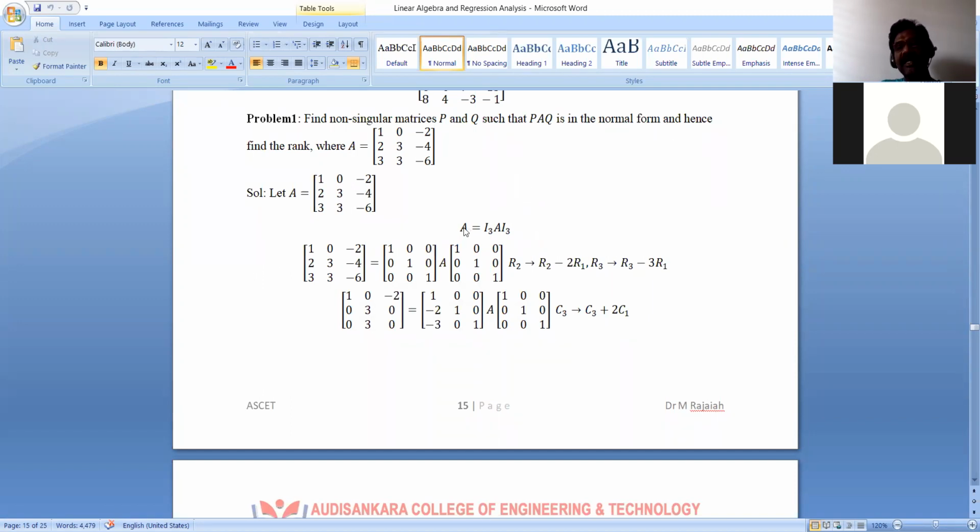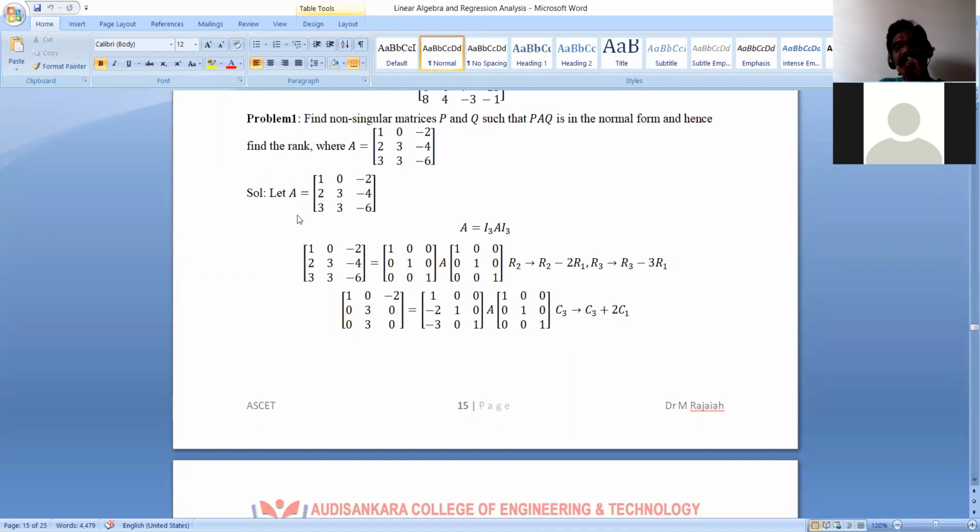Then based on the identity matrix which we get in A on the left hand side, we have to find the rank of the given matrix. This is the way to find the P and Q non-singular matrices, those are invertible, and the rank of a given matrix.